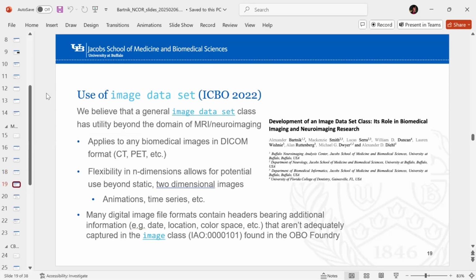And one of the central things that came out of our work on MRIO was this image dataset class. This is something that I presented on at ICBO in 2022. So I think IAO had an image class that was the specified output for an MRI assay that was already in OBI. And we looked at that and thought, this doesn't really apply to MRI data all that well. MRI data is three-dimensional.